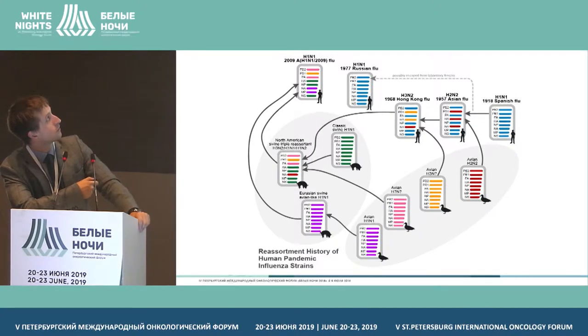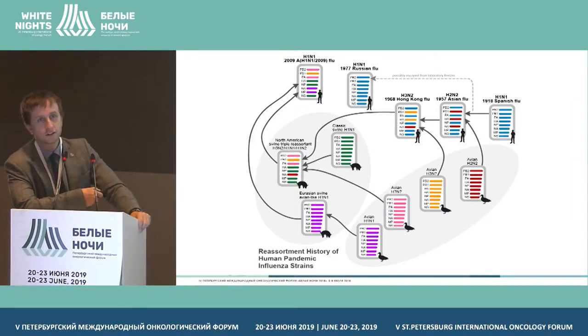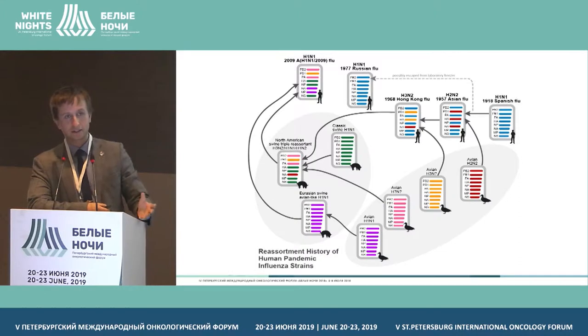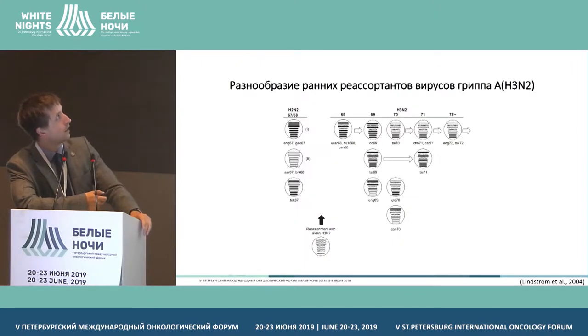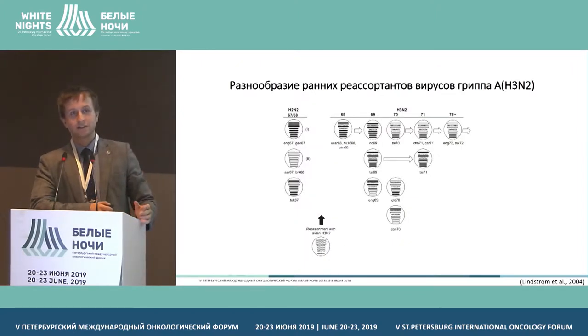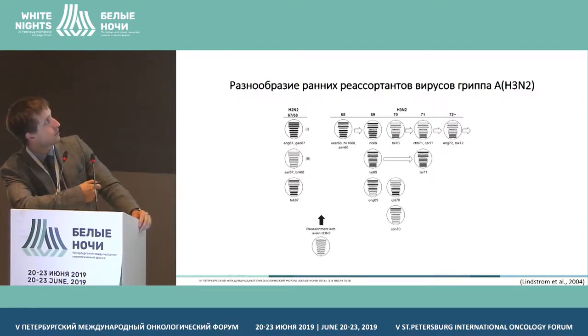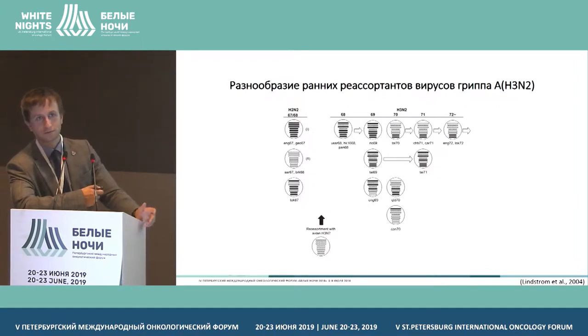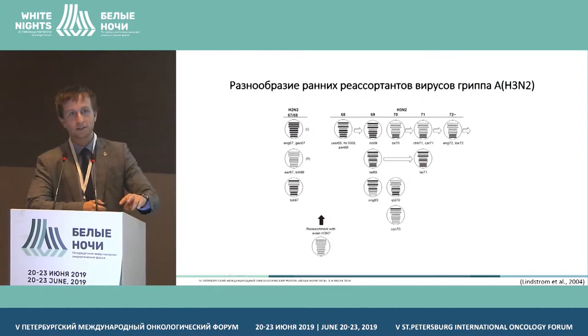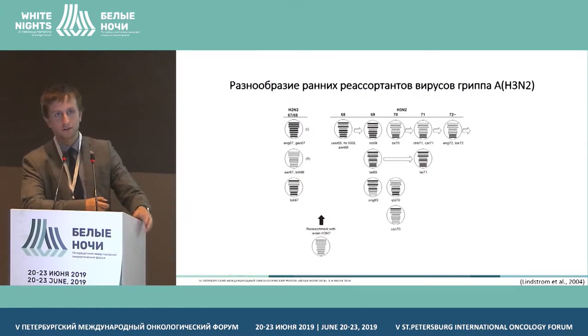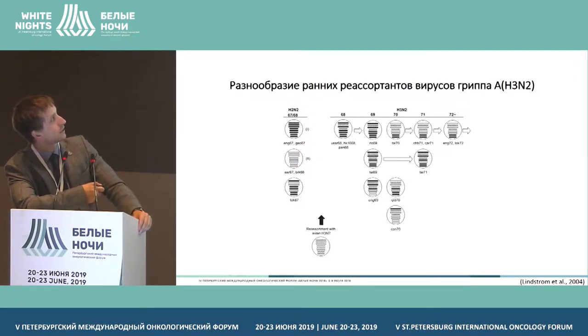If we look at the pandemic virus as of 2009, we'll see that PB1 is from the human seasonal H3N2, and the other segments from different swine flu viruses. Thus, reassortment is key in terms of new pandemic variants. It should be mentioned that the picture is much more complicated. If we look at the early H3N2, as of the end of the 60s, beginning of the 70s, we'll see that not all of them have the canonical structure that I described: PB1 and hemagglutinin as new segments, all the rest from the previous viruses.